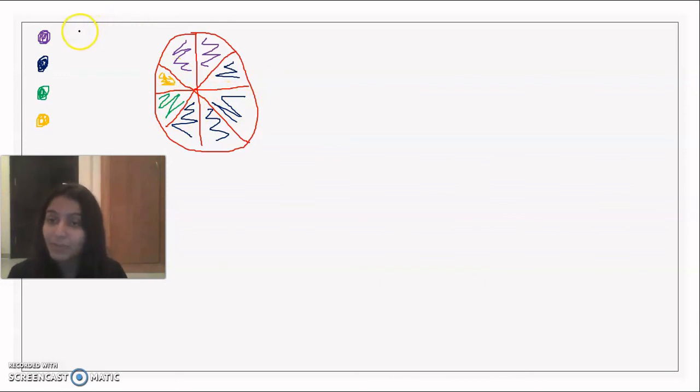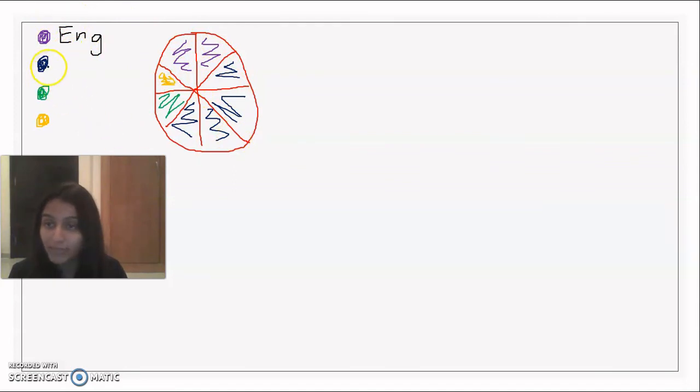So for that, you need to give them something called a key. So a key is just going to tell them what the fractions represent. So if I write English over here, the person who is reading this pie chart of yours will easily find out that these 2 parts are of students that like English.